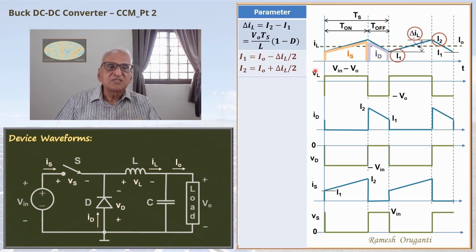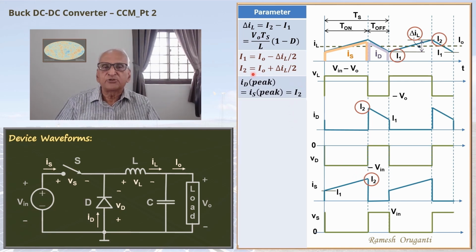The next is the peak current in the semiconductor devices. You can notice that it is I2 in the case of the diode and the same I2 in the case of the switch. ID peak equals IS peak equals I2. Knowing this value helps you in selecting the proper devices. The switch and the diode must be able to withstand this peak current.